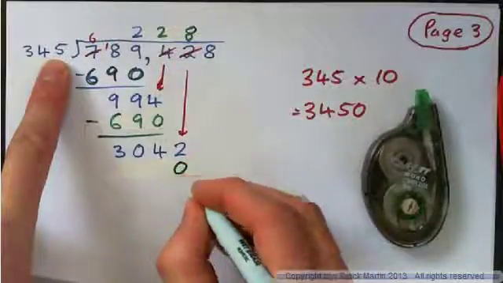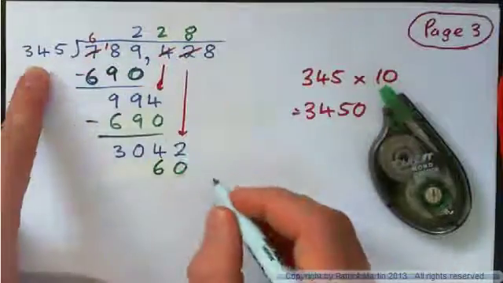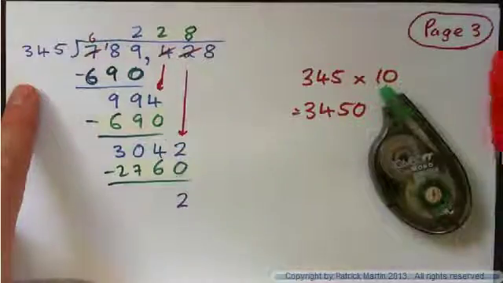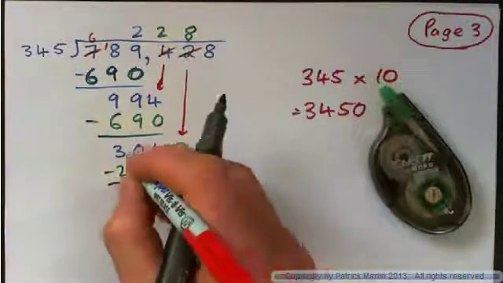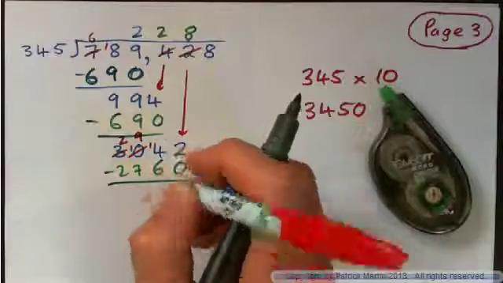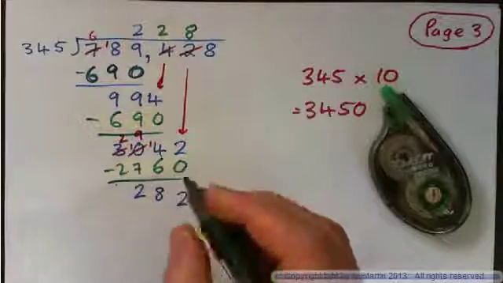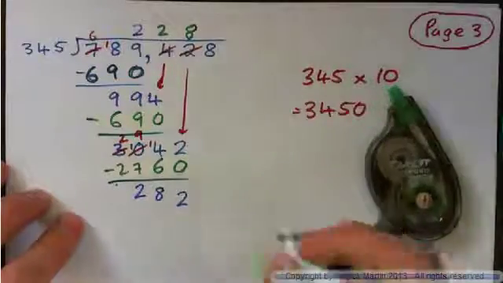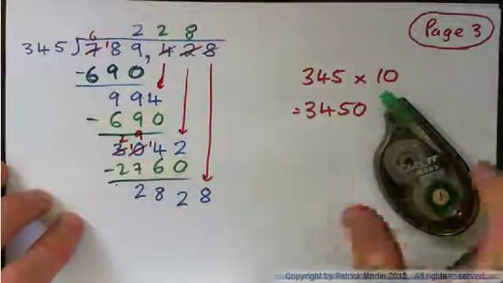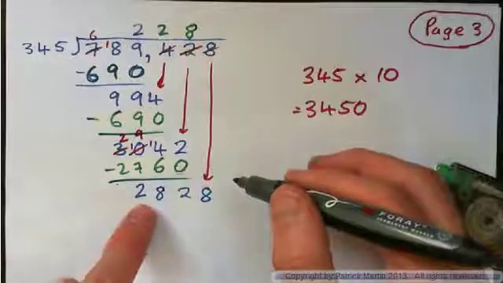8 times 5, 40, carry 4. 8 times 4, 32, and 4, 36, carry 3. 8 times 3, 24, and 3, 27. Subtract, and we get 2. And then look at this. We've got to turn that into a 2, bring 1 over here, that's a 10, turn that into a 9, because we've got to bring 1 over here. So we've got 14 minus 6 is 8, 9 minus 7 is 2, and 2 minus 2 is 0. So we get 2, 8, 2, and then we bring down this 8 here. We have 345 into 2,828.